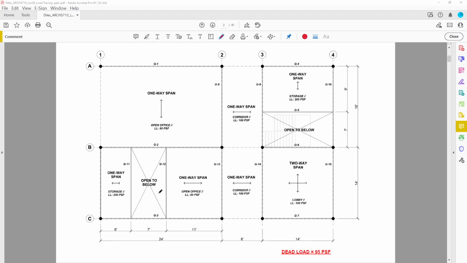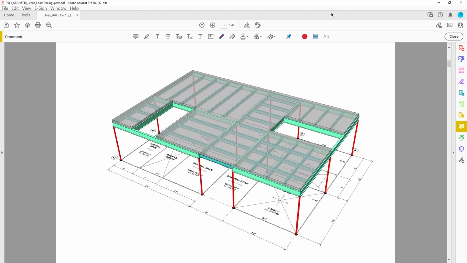There are also several spaces that are open to below, and there's not a floor here. That will be easier to explain if we look at the 3D diagram. So this is a 3D view of the floor plan, and you can see here that there are two places where we have void spaces, and the one on the right has a stair, which will be shown in the next drawing.